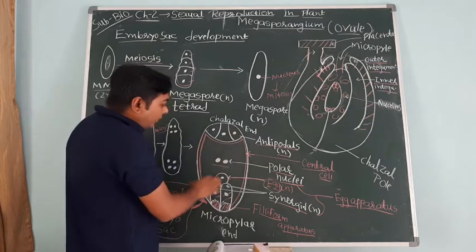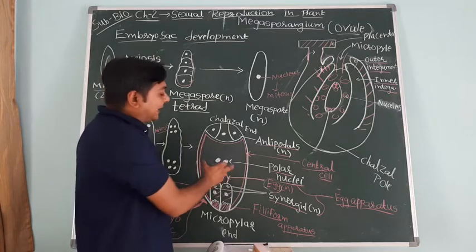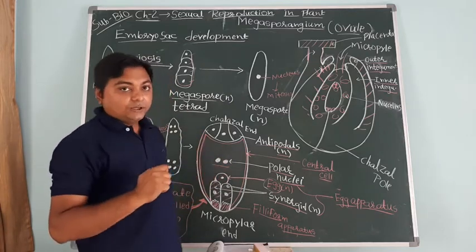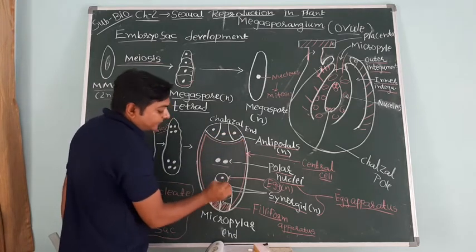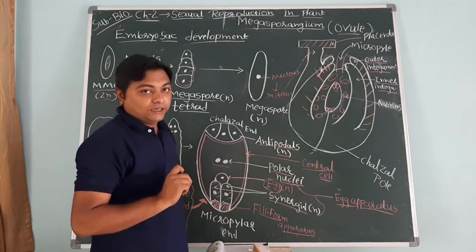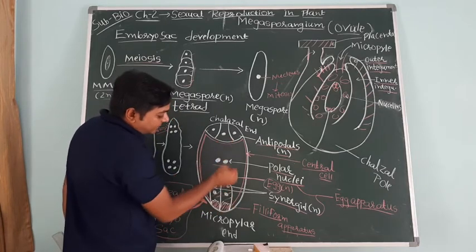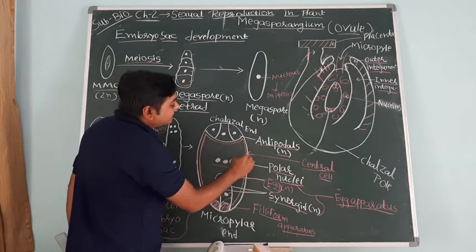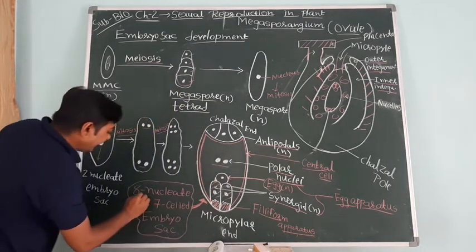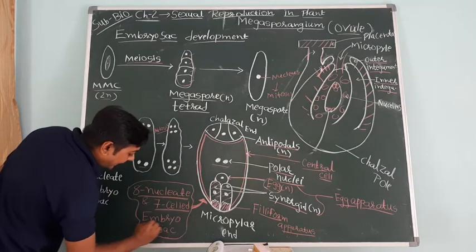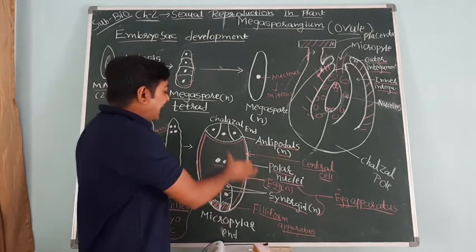So this full structure has 7 cells and 8 nuclei. You can count the nuclei: 1, 2, 3, 4, 5, 6, 7, 8. There are 8 nuclei, but only 7 cells. You can count 3 antipodals, 3 in the egg apparatus, 3 plus 3, and 1 large central cell. That is 7 cells. So this full structure is known as the 8 nucleate 7 celled embryo sac.